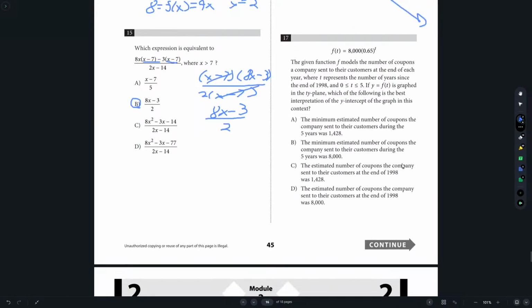The given function f models the number of coupons a company sent to their customers at the end of each year, where t represents the number of years since the end of 1998. What is the best interpretation of the y-intercept of the graph in this context? T represents the number of years since 1998. At the end of each year, the y-intercept is probably how much they sent out at the start. So D.